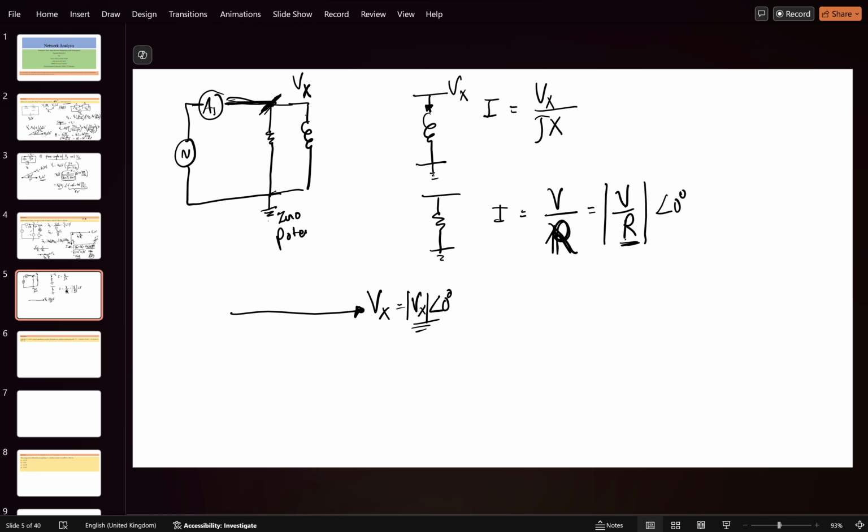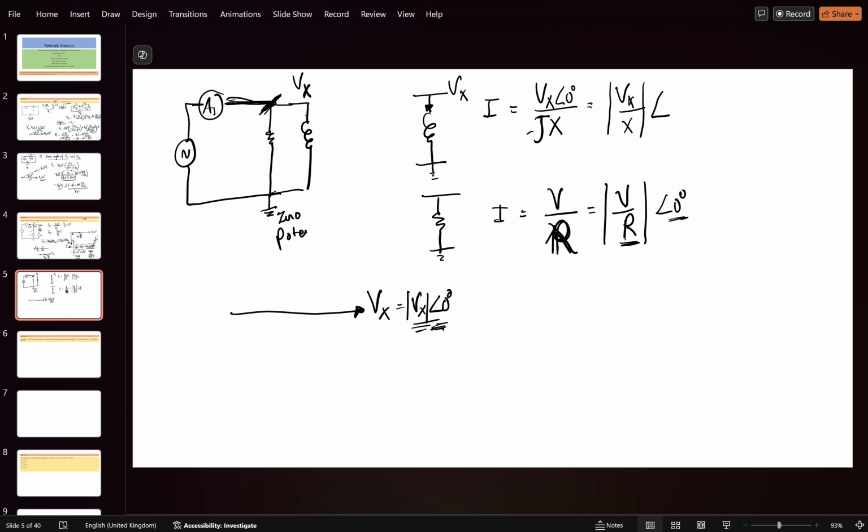I don't know the value of magnitude, but I am taking it as a reference. So the resistor doesn't have any phase angle. Overall it becomes V, that is mod of V by R, at angle 0 degree. What about this inductor? The magnitude will be Vx by X. What will be the angle? This one is angle 0 degree.